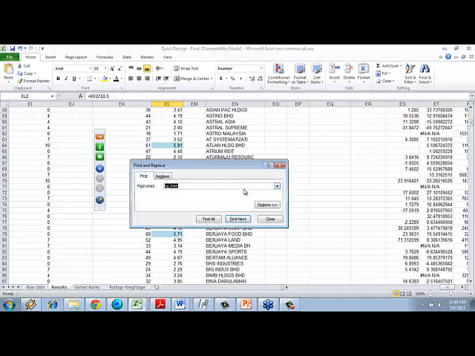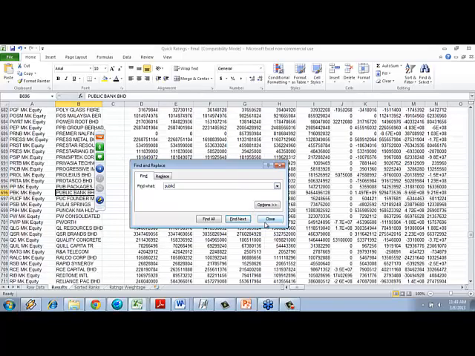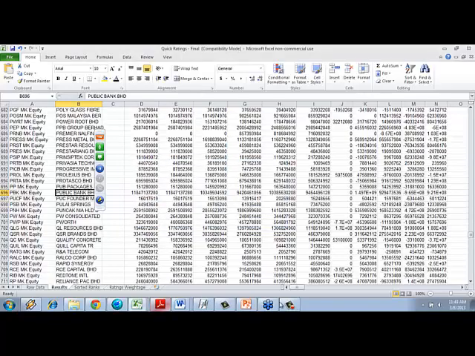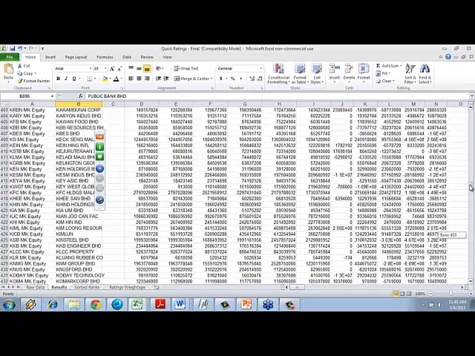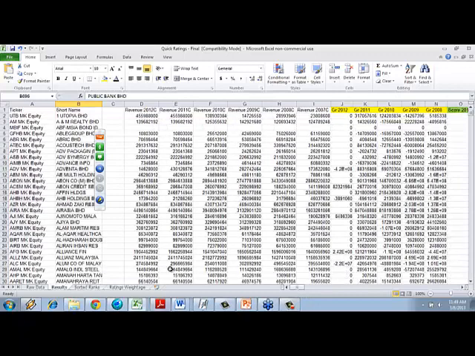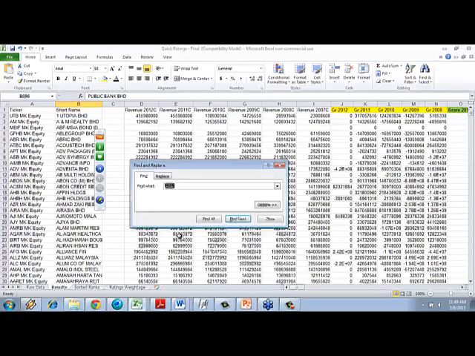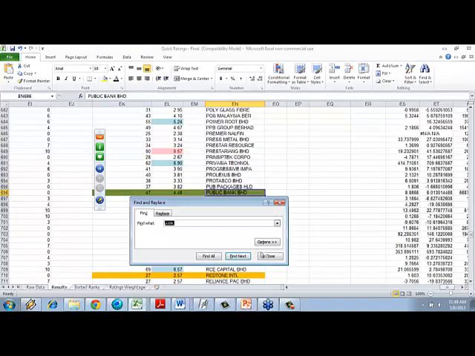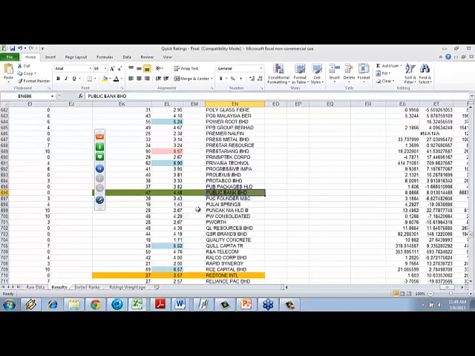Okay, so Public Bank's rating is here. Let's find another one. Okay, let me just get that one again. So Public Bank, yes, is only rated 4.48 based on its revenue growth. Okay, so that's pretty interesting.